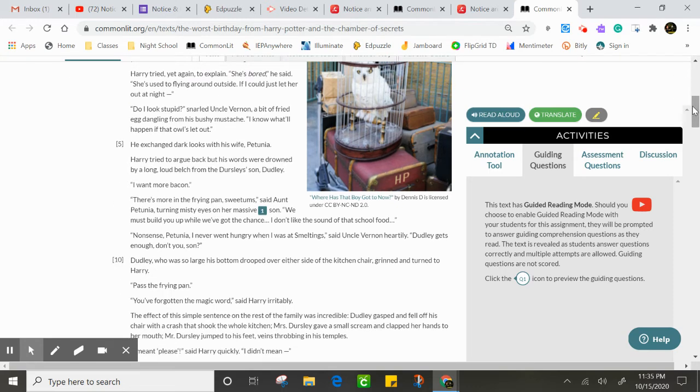There's more in the frying pan, Sweetum, said Aunt Petunia, turning misty eyes on her massive son. We must build you up while we've got the chance. I don't like the sound of that school food.